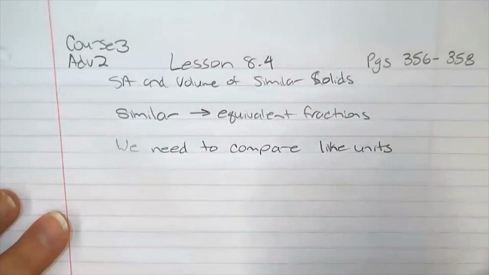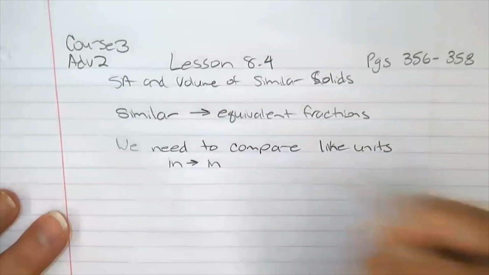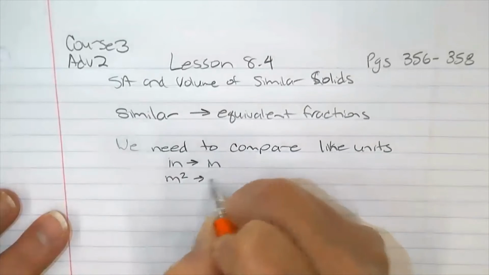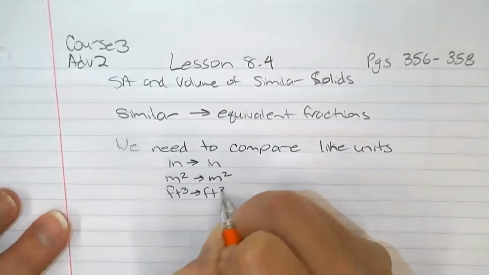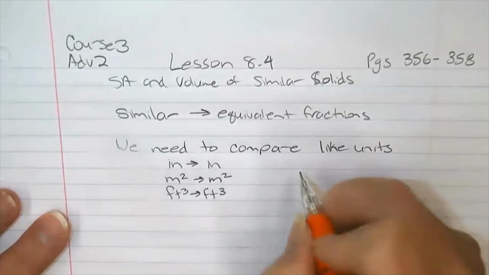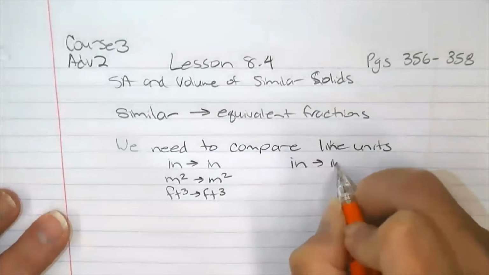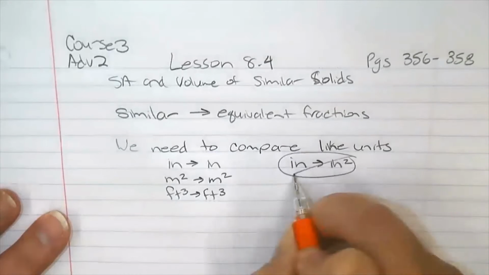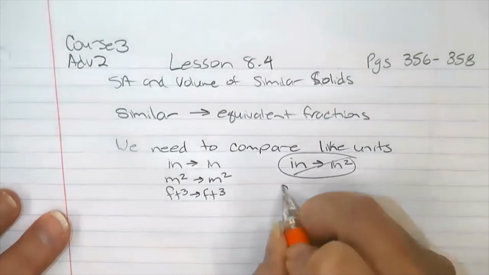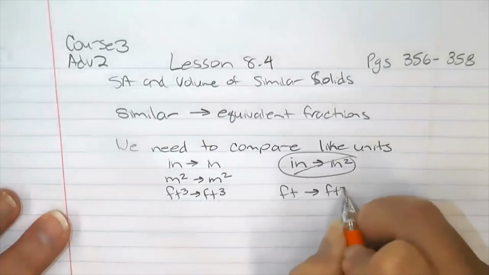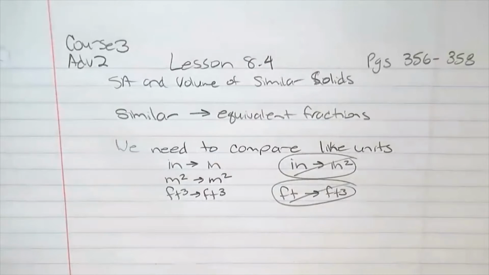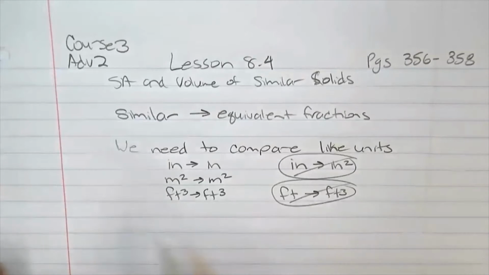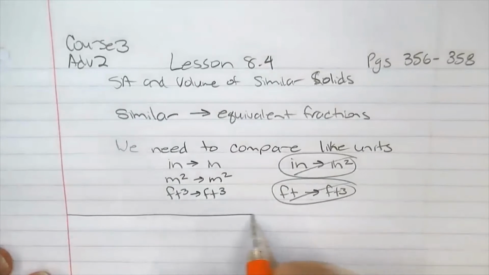So what that means is we need to compare inches to inches, meters squared to meters squared, feet cubed to feet cubed. We may not compare inches to inches squared. That's a big no-no. We may not compare feet to feet cubed. We need to make sure that we have like units. Okay? So let's get to it.